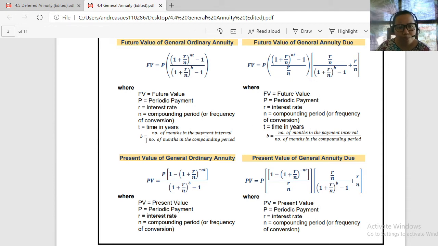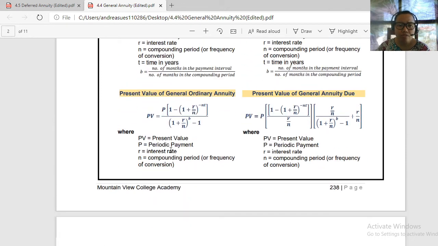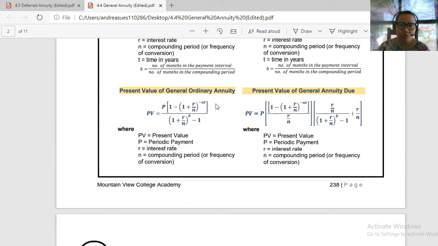We also have our B, as you can see. B stands for the number of months in the payment interval divided by the number of months in the compounding period. So we also have formulas for the present value of general ordinary annuity and present value of general annuity due. So here are the following formulas.